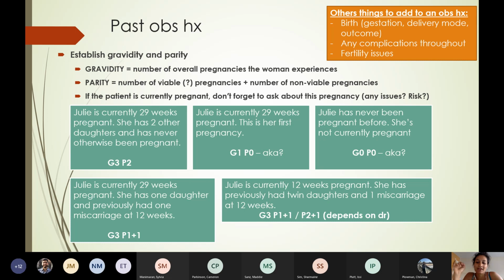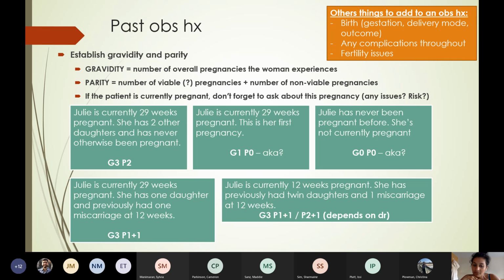I'm going to go with yeah. But whether it's 1+1 or 2+1 basically depends on who's teaching you and where you read. On the NHS website and a lot of places online, it's 1+1 because they consider twins and triplets to be still 1 unit of viability.